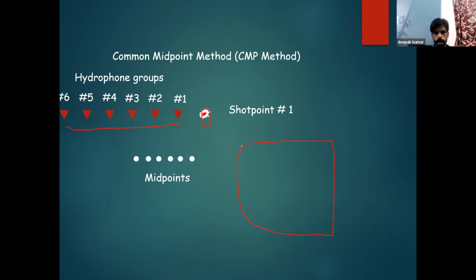Now, if I want to combine, what will happen? This is my, suppose this and this and this. I'm sorry for drawing on a trackpad, so it's looking bad. So this is my shot point one. Okay. So it will have six traces.